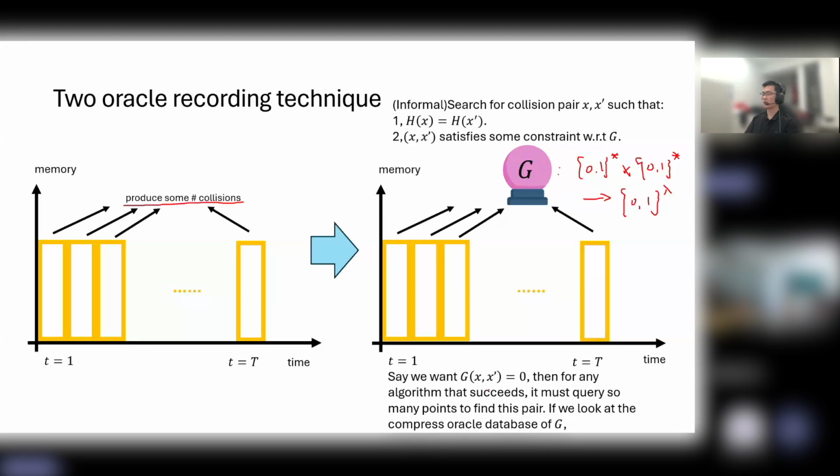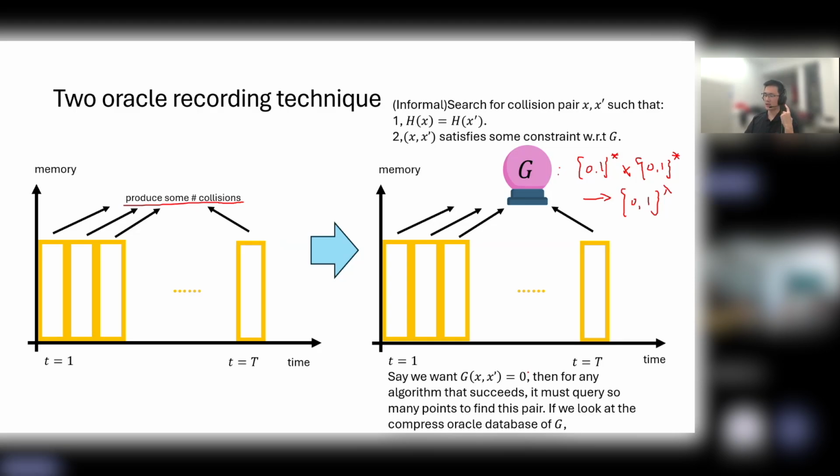I want to say that this satisfies G of X and X prime equal to 0. Then our guess is that any algorithm that succeeds in finding such a pair must query G on so many points to find this pair, because G and H are independent. If you take one collision from H and you query this collision pair on G, you will very likely get a non-zero string rather than a zero string. So this means that if you get a zero string, you must query G on so many points.